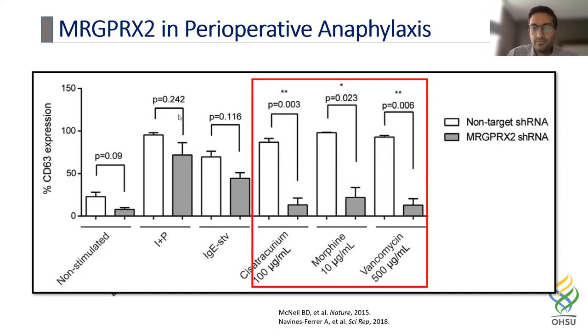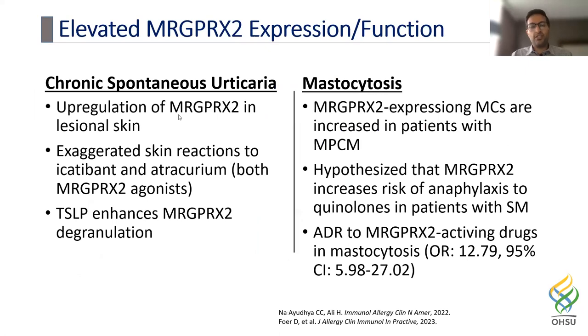And then they were given, again, these medications, specifically the ones highlighted here: cisatracurium, morphine, vancomycin. And they again showed in a human cell line that you're going to have lower mast cell activation in those that have reduced MRGPRX2 receptors. So there seems to be a correlation here. Being able to translate this to the real world is still a little bit a ways away. But they did find a few other follow-up studies that found some additional interesting concepts here.